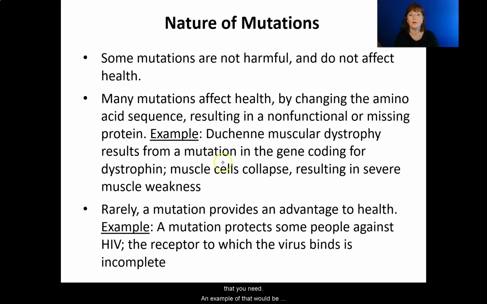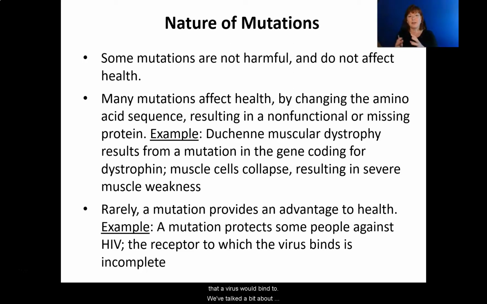An example of that would be Duchenne's muscular dystrophy, where you actually get a mutation in the gene that codes for a particular protein, and you end up with really severe muscle weakness and the muscle cells kind of collapse. You can occasionally have a mutation that is beneficial. An example of that would be that there's a mutation that's been found that provides some protection to people against HIV because it actually affects the receptor that a virus would bind to.